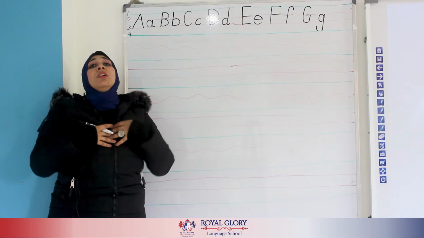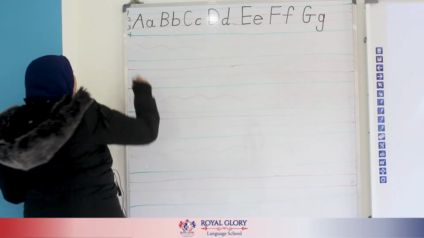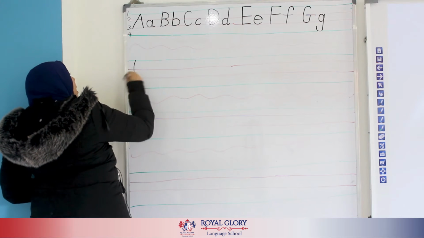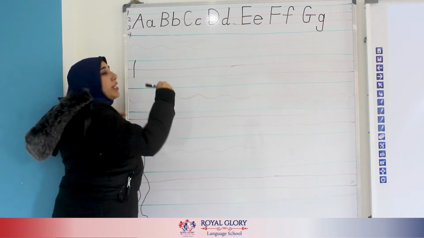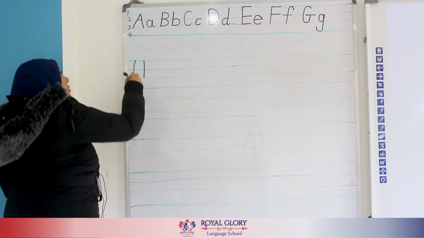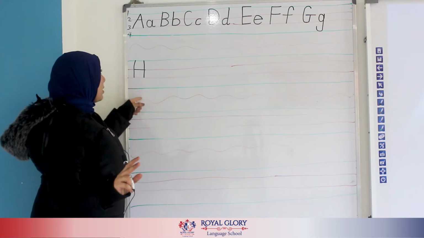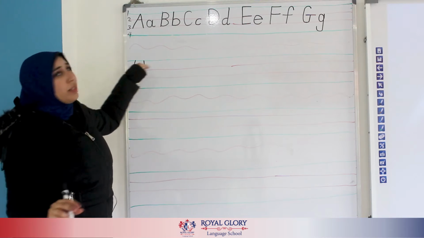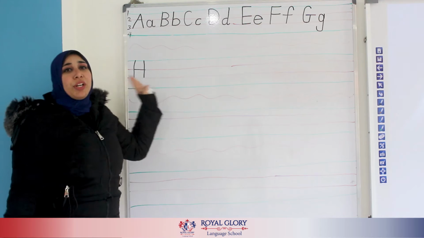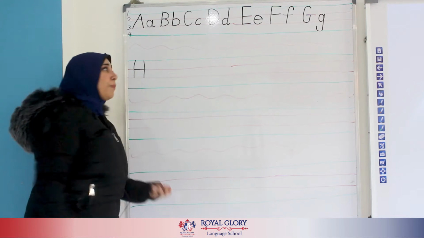Letter H, sound H. Okay, how can I write H? From line number 1 to line number 3, make a standing line down, and another standing line down. Okay, and make a sleepy line on line number 2. This is the upper case of H, and the lower case of H.